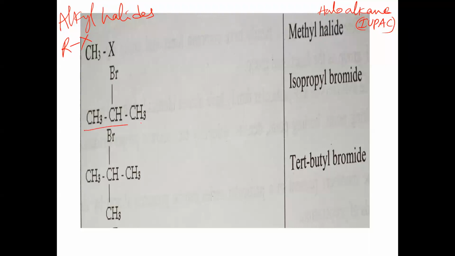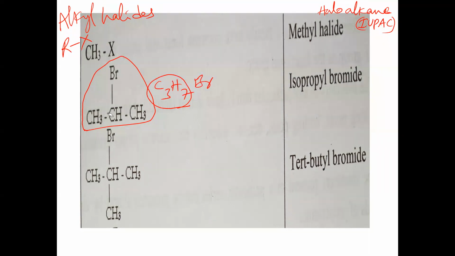Now in this molecule, check: how many carbons? C3, and how many hydrogens? H7. C3H7Br. So the C3H7 group is called propyl. What is this? Propyl bromide. So alkyl halide, propyl bromide.